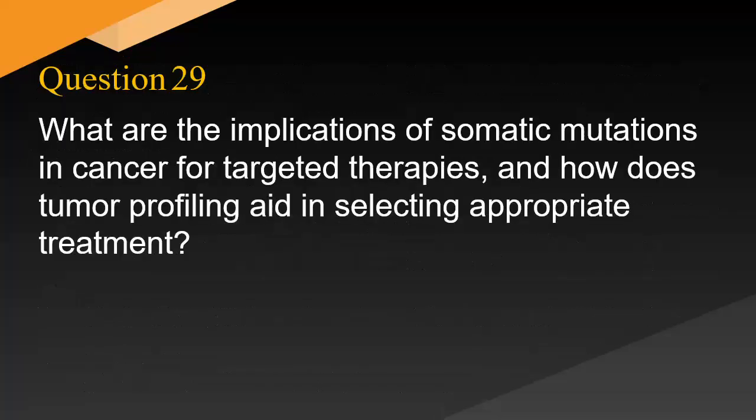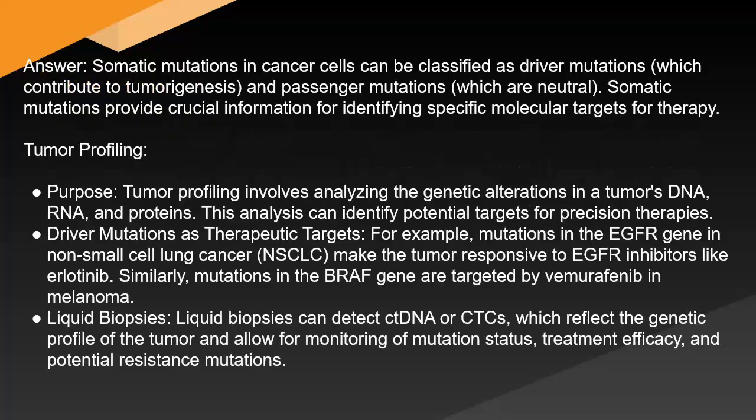What are the implications of somatic mutations in cancer for targeted therapies, and how does tumor profiling aid in selecting appropriate treatment? Answer. Somatic mutations in cancer cells can be classified as driver mutations, which contribute to tumorigenesis, and passenger mutations, which are neutral. Somatic mutations provide crucial information for identifying specific molecular targets for therapy.